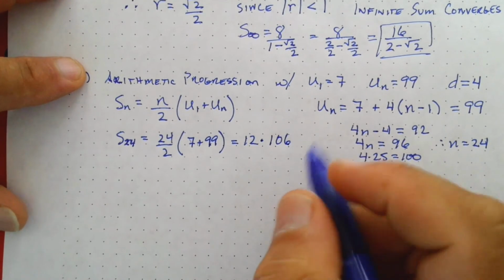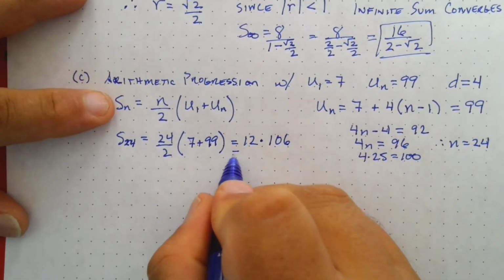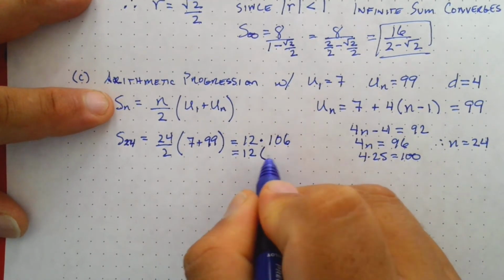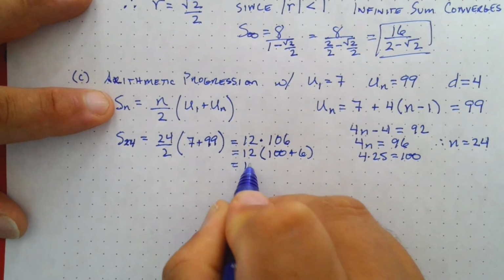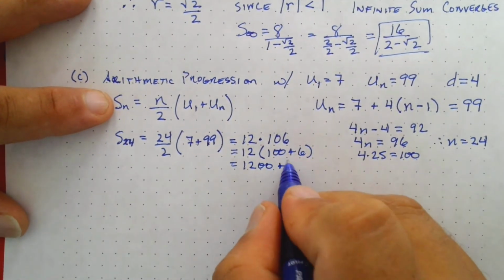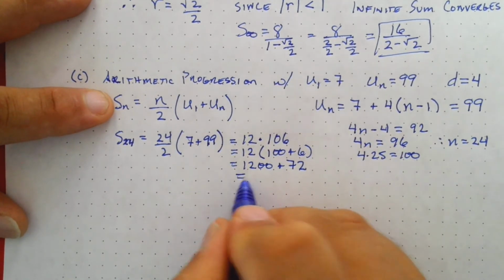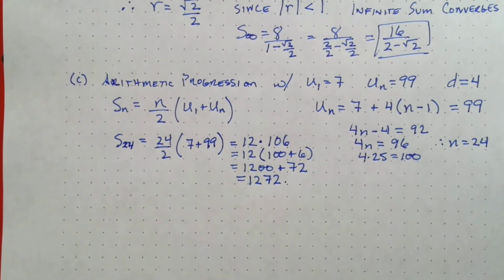And if I don't have a calculator, I can still calculate this value, because that's going to be like saying 12 times 100 plus 6. So that's going to be 1200 plus 12 times 6, which is 72, so that would give me 1272. So I can go through and still get the value even if I don't have a calculator.